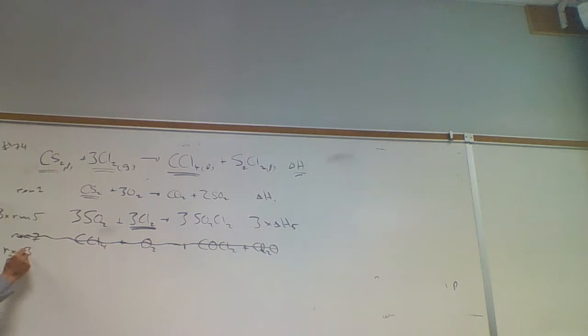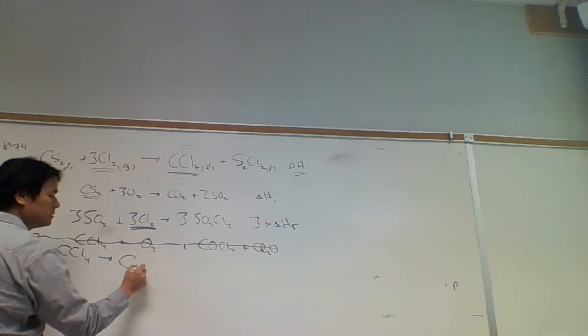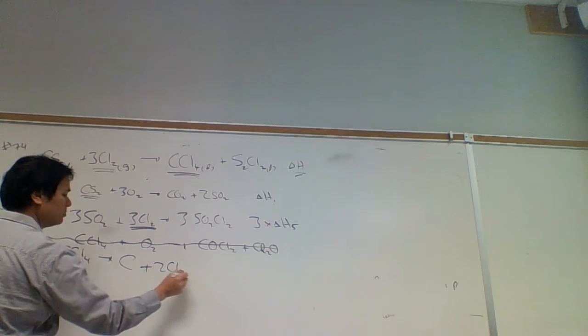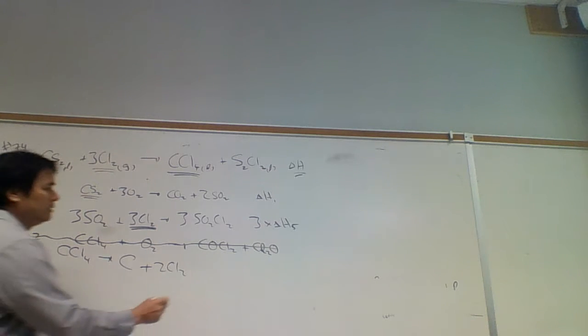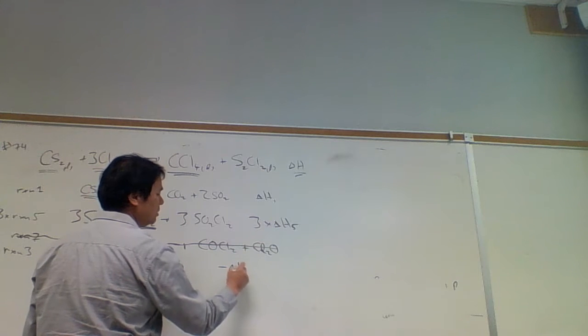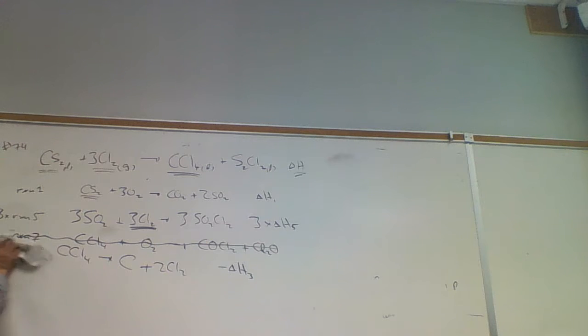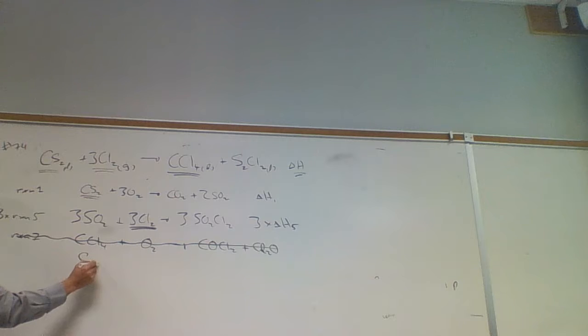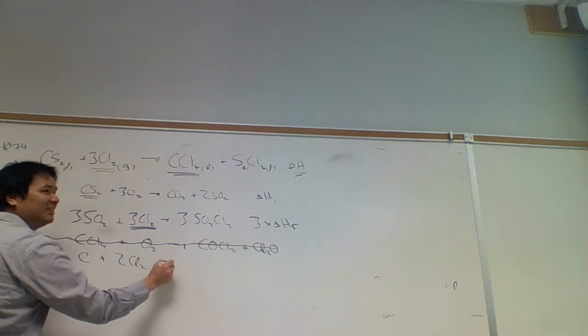So if I use reaction 3, I'm going to get CCl4 goes to C plus 2 Cl2s. And so this is the reverse of reaction 3. And so I'll just use the negative sign here. And this will be negative delta H3. And so this is, did I screw it up again? Yeah, you're just supposed to write it down as is. No, as is. I was supposed to write it up as is, sorry. So this is going to be C plus 2 Cl2. Eventually we'll get there.